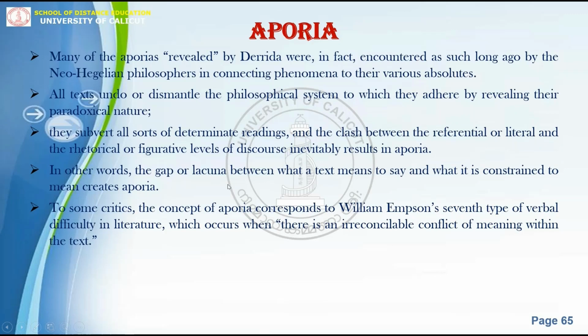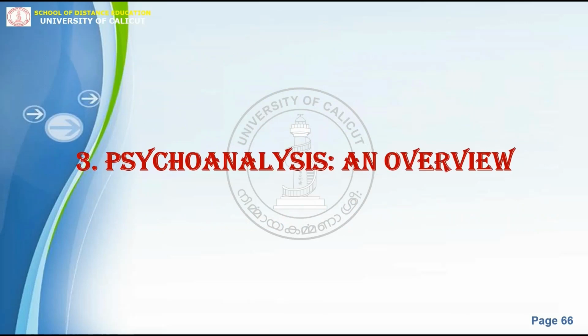In other words, the gap or lacuna between what a text means to say and what it is constrained to mean creates aporia. To some critics, the concept of aporia corresponds to William Empson's seven types of ambiguity in literature, which occurs when there is an irreconcilable conflict of meaning within the text. So, aporia means, in short, the gap or lacuna between what a text means to say and what it is constrained to mean.